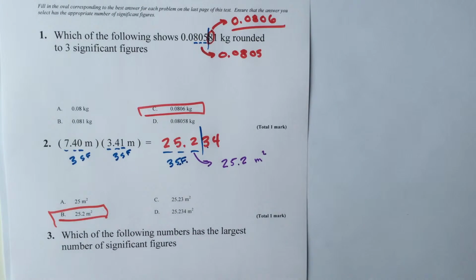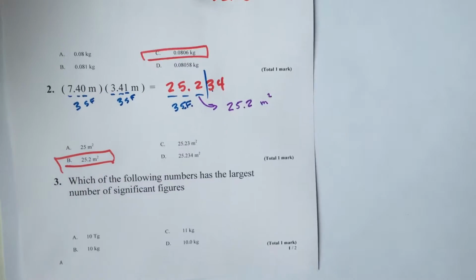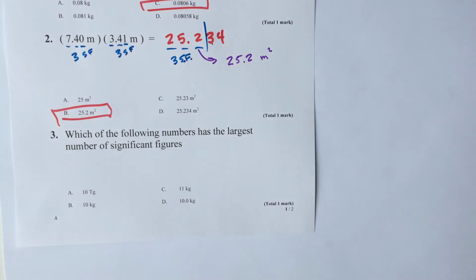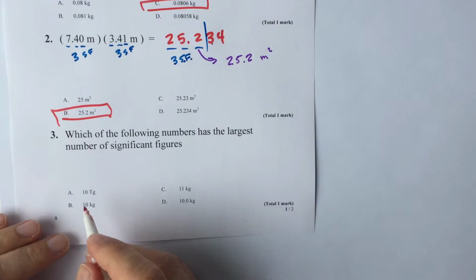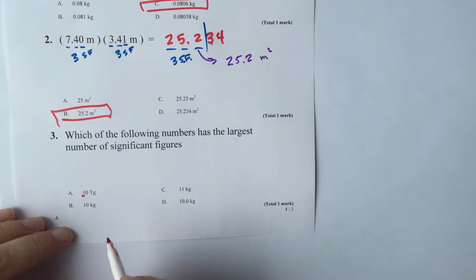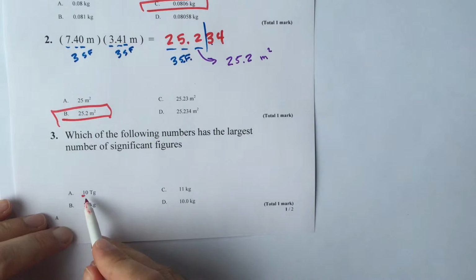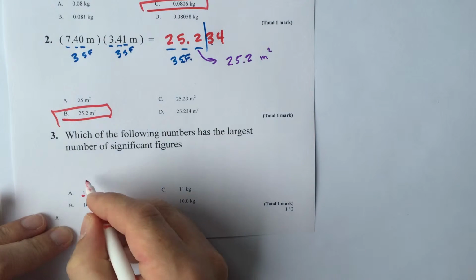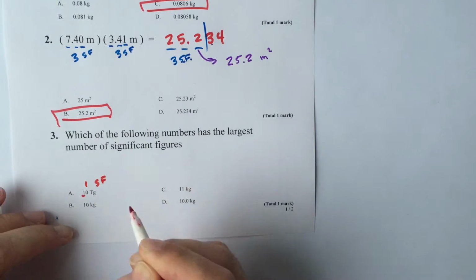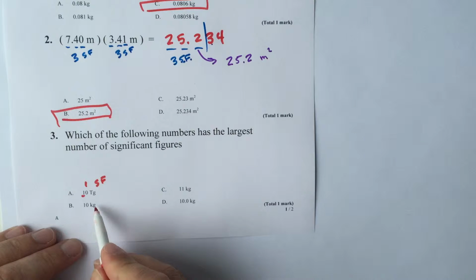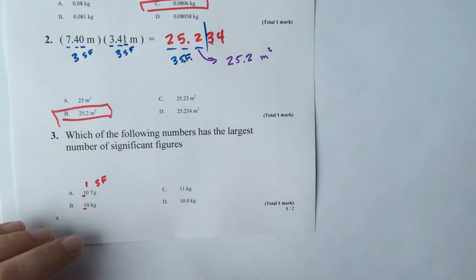Next up, which of the following numbers has the largest number of significant figures? Well, in this case, we would run through our rules, right? The leftmost non-zero, the rightmost non-zero is the same thing. Is this 0 after a decimal place? No. So this has 1 sig fig. Same thing here, 10 kilograms has 1 sig fig.